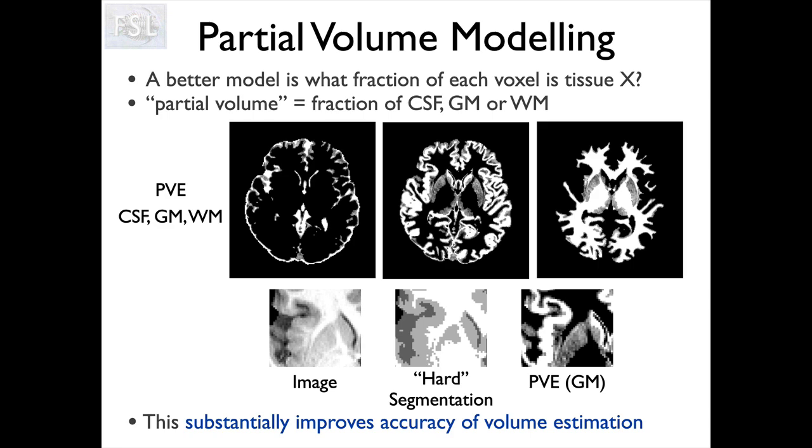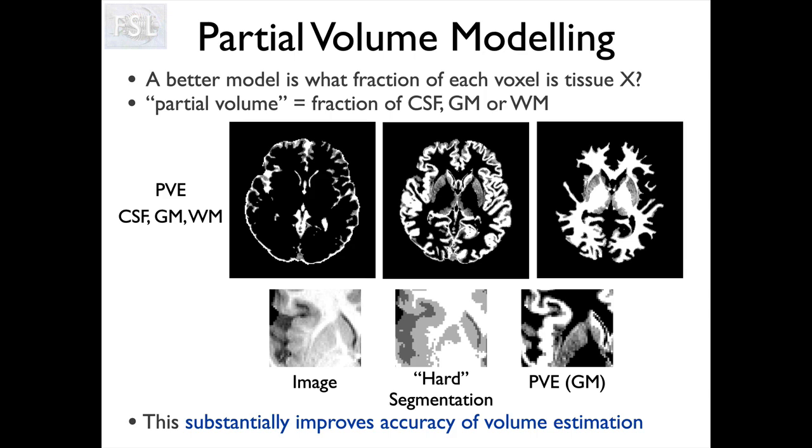So what we've been talking about before is a hard segmentation, where I try and force each voxel to be only one thing, 100% of something. The better model is a partial volume model, and that's trying to estimate what fraction of the different tissues I have at each voxel. So I might have 40% CSF and 60% grey matter and 0% white matter, or I might have some other combination. That's what the partial volume model does, or the PVE, the partial volume estimate, tries to get at how much of the different tissue types there is in each voxel.